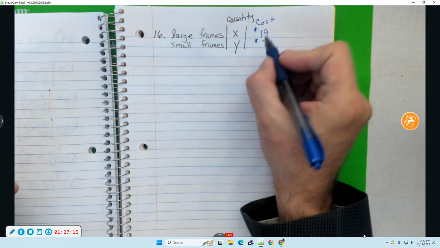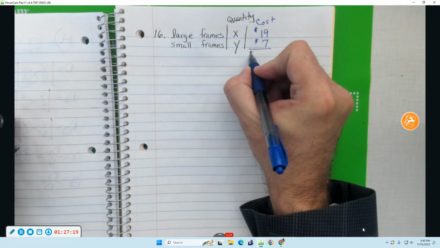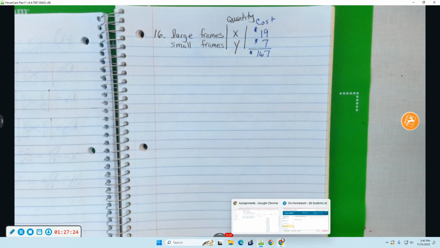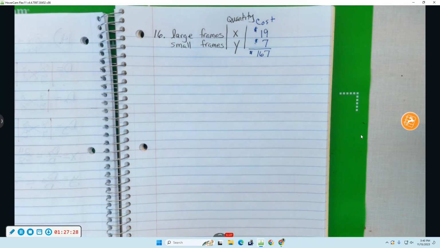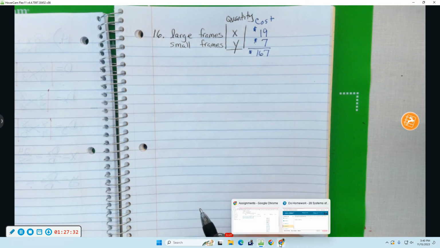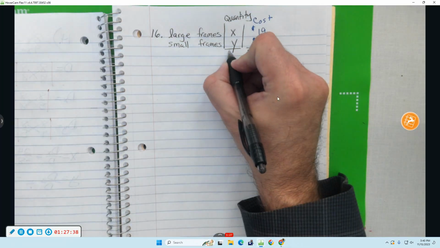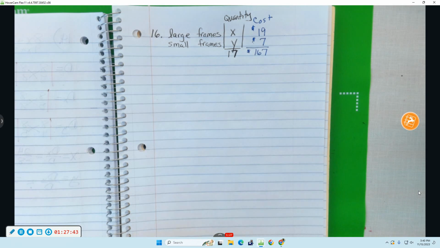Cost. I like you putting the dollar sign. All of the dollar signs should be in the same column. I thought it was 169. Was it 166? Yeah, you're right. Okay. How many? What's the total for the quantity? How many frames did she buy? Total 17. So we're going to total that quantity. The total of the quantity better be 17.